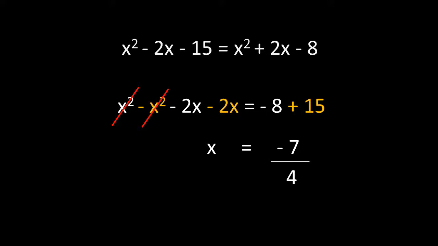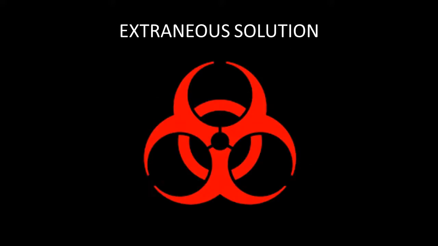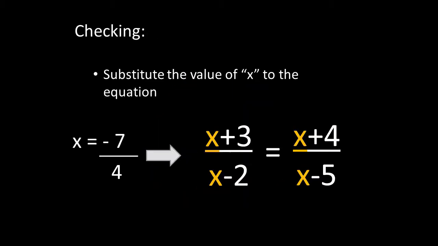In rational equations, sometimes our solution set looks good, but they carry a virus. That is, they won't work in the equation. These are called extraneous solutions. That's the reason why we need to check our final answers if it satisfies the whole equation.